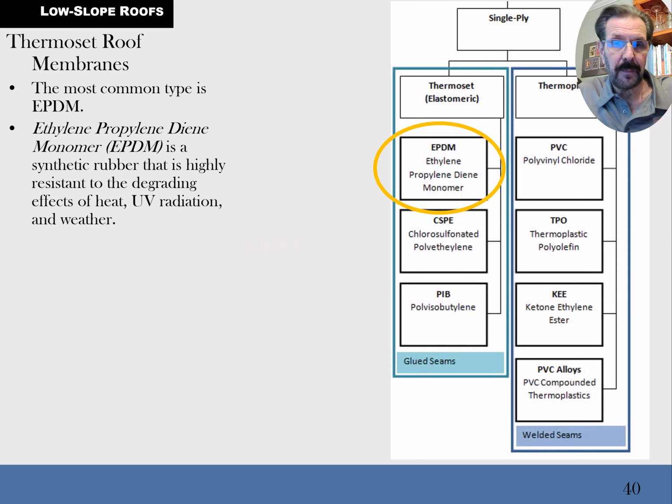Whereas the EPDM material is a synthetic rubber. Most of these are synthetic rubbers of some kind, but EPDM is always considered to be a synthetic rubber under any category. It's highly resistant to the degrading effects of heat, and it seems to do very well with ultraviolet radiation. That's an important function here because we don't typically put any ballast down on these thermoset or thermoplastic materials. It's just the material itself.